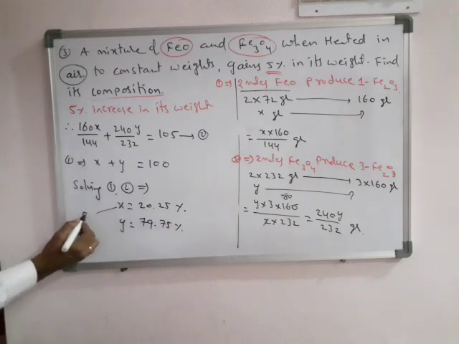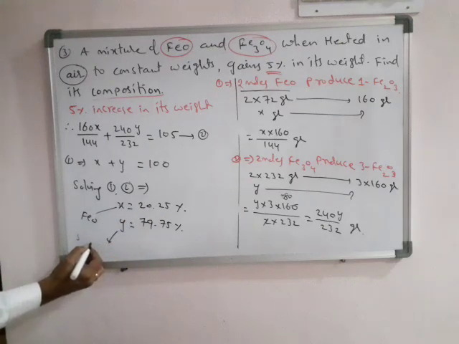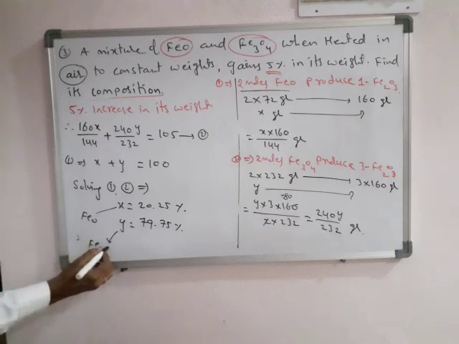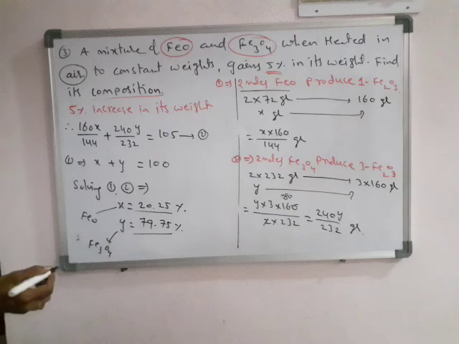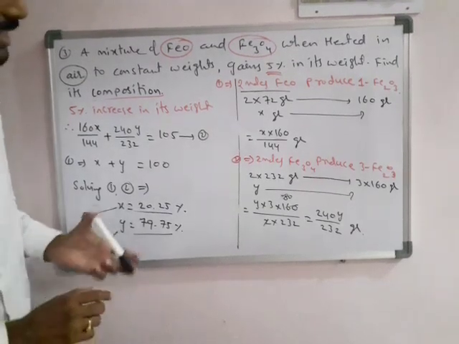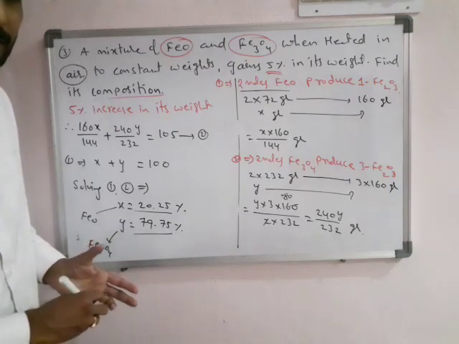Means here FeO is 20.25% and Fe3O4 is 79.75%. Okay, this is somewhat a different problem compared to the earlier problems. Practice this type of problem 2-3 times.